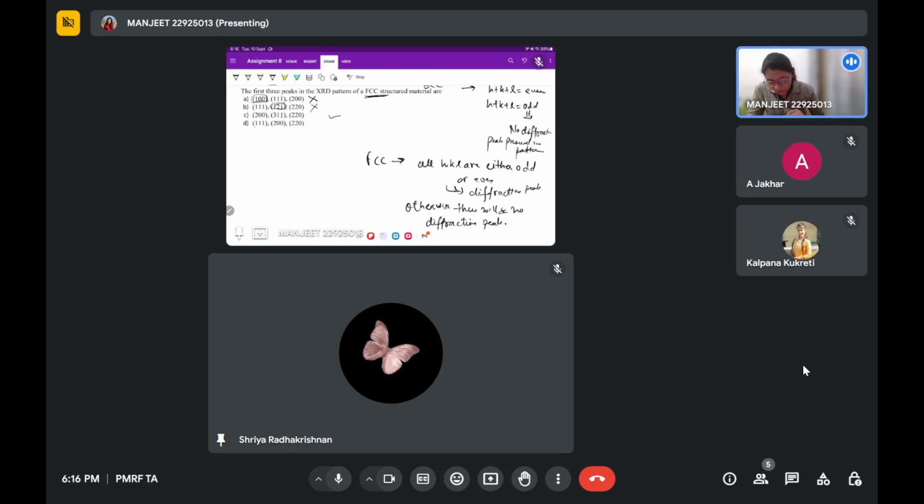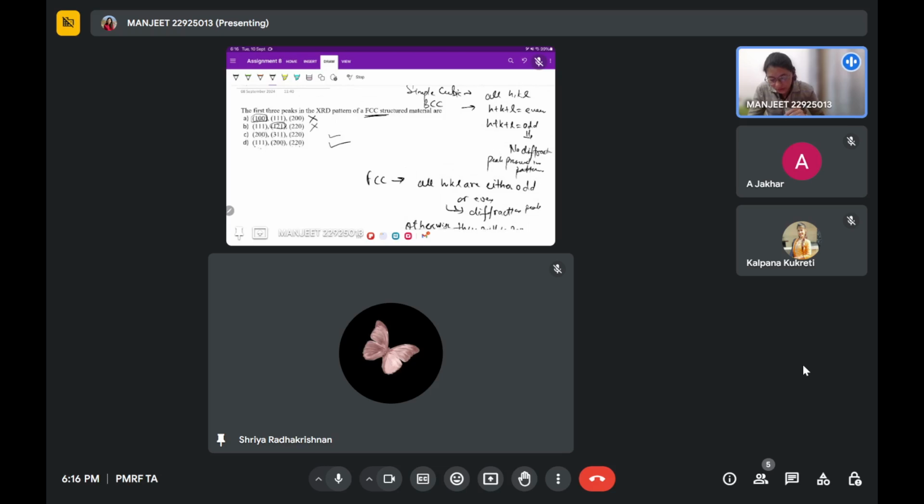And if I go to this one also, this is 111, 200, and 220. So this option also satisfies the condition of the FCC structure, either all are odd or all are even. So this is also a correct answer.